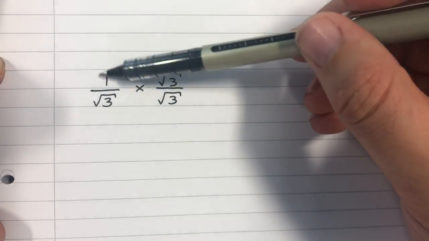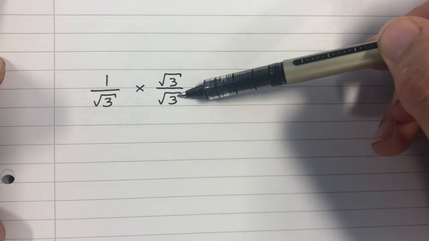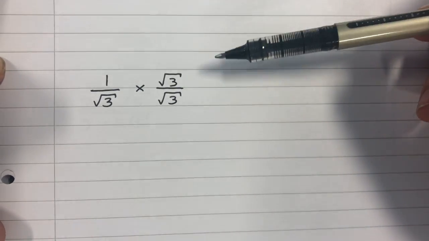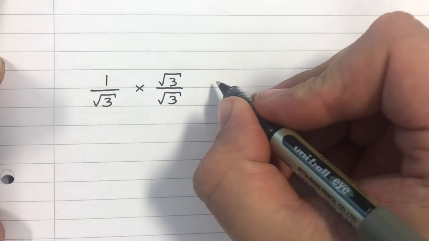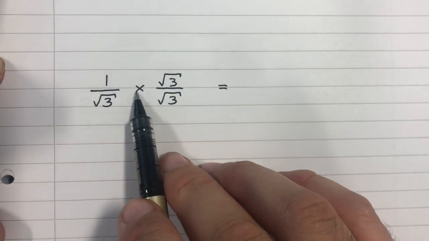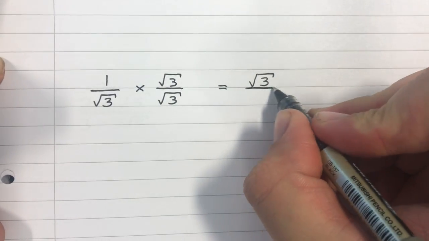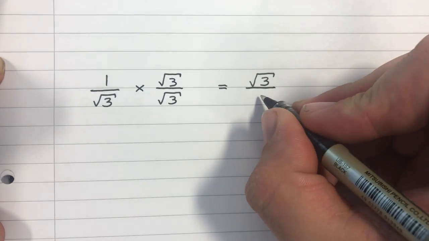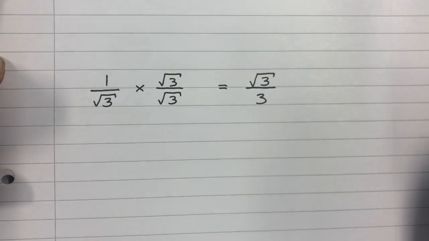Because I'm multiplying this fraction by another fraction such that the top is the same as the bottom, I'm just multiplying it by the number 1. So I'm not actually changing the fraction, and that's important, because if I've changed the fraction, I've changed the number, and that's no good. Now I can just evaluate the top. 1 times root 3 is just root 3, and the denominator is root 3 times root 3. By definition, that is just going to be 3, because I've just squared the square root of 3.